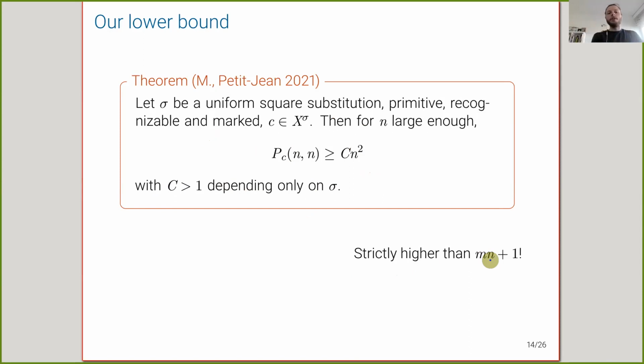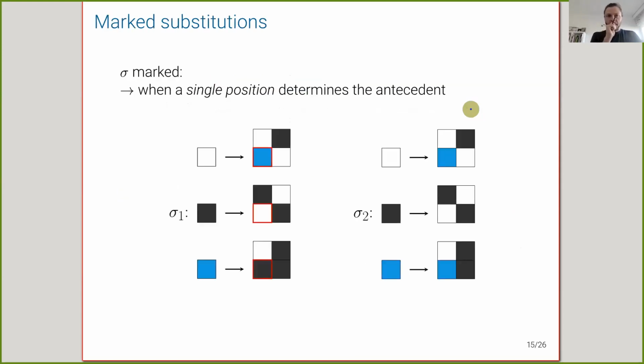we ask the substitution to be uniform square. So just in the case I described earlier, primitive, which means that all the letters appear if you iterate the substitution enough times, and recognizable and marked. So for these two, I'm going to define them. Marked substitutions are substitutions where a single position allows you to determine the antecedent of the image. So on the left here you have a marked substitution, and on the right you have a non-marked substitution.